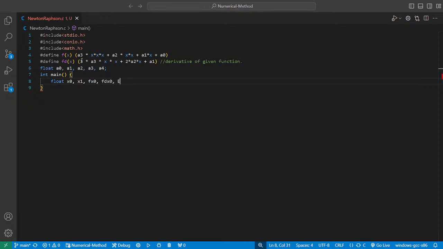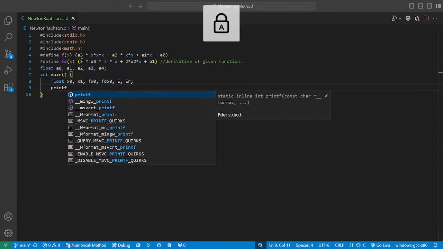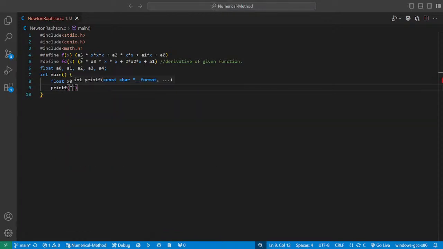And we need to give some error precision, and we also calculate absolute relative error. After finishing that, let's ask the user to input something called enter coefficient. The user will enter the coefficients, like A3, A2, A1, A0.